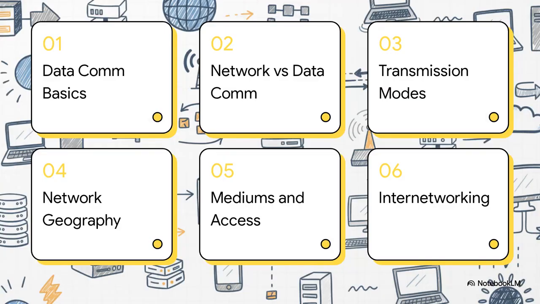So here's our roadmap for today. We'll quickly cover 1. The basics of data communication. 2. Networking versus data communication. 3. Data transmission modes. 4. Classifying networks by geography. 5. Mediums, ownership, and access. And 6. The power of internetworking. Let's get into it.